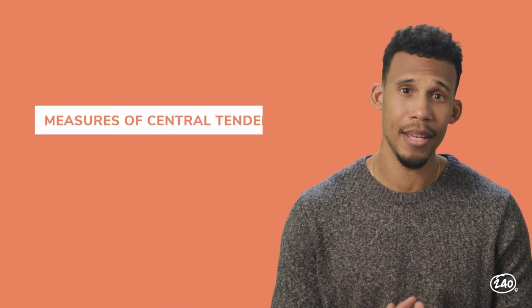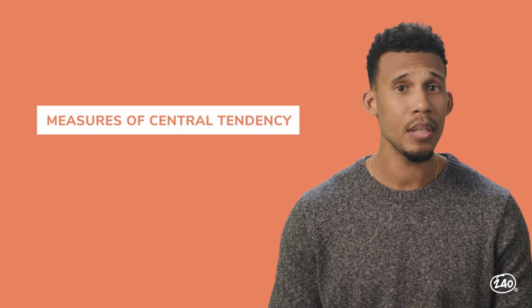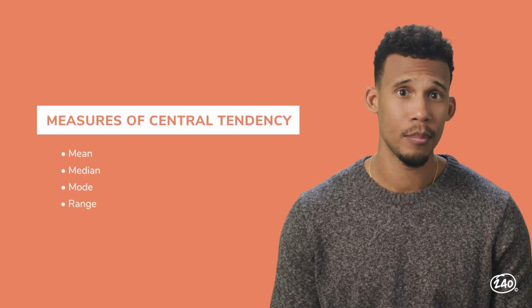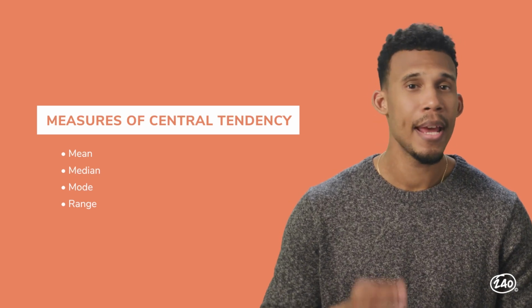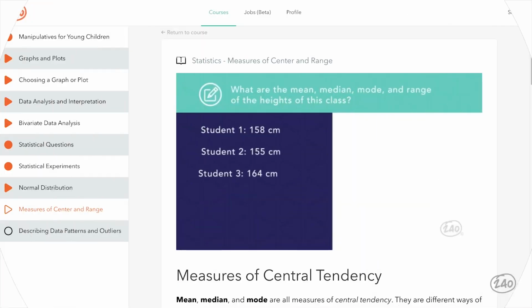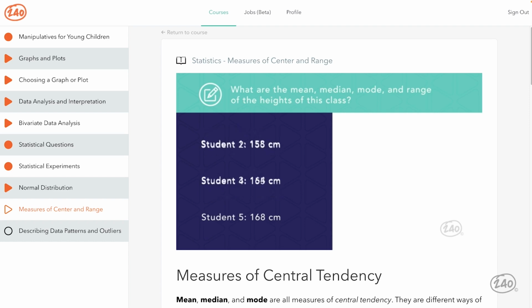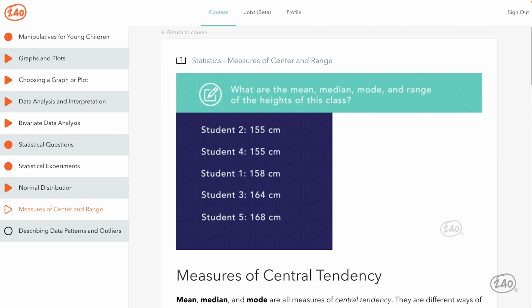Now if you're given a data set, you'll need to know how to calculate the mean, median, mode, and range. Let's take a look at how these are explained in our study guide. 5 students have their heights measured. The data set is 158, 155, 164, 155, and 168 centimeters. We want to find the mean, median, mode, and range of this data set. First, let's rearrange the data to go from least to greatest. We'll get 155, 155, 158, 164, and 168.